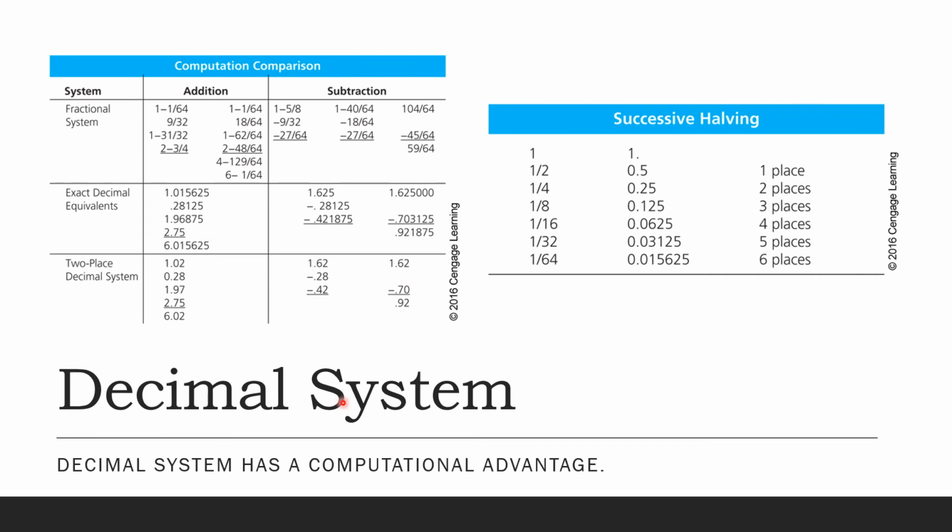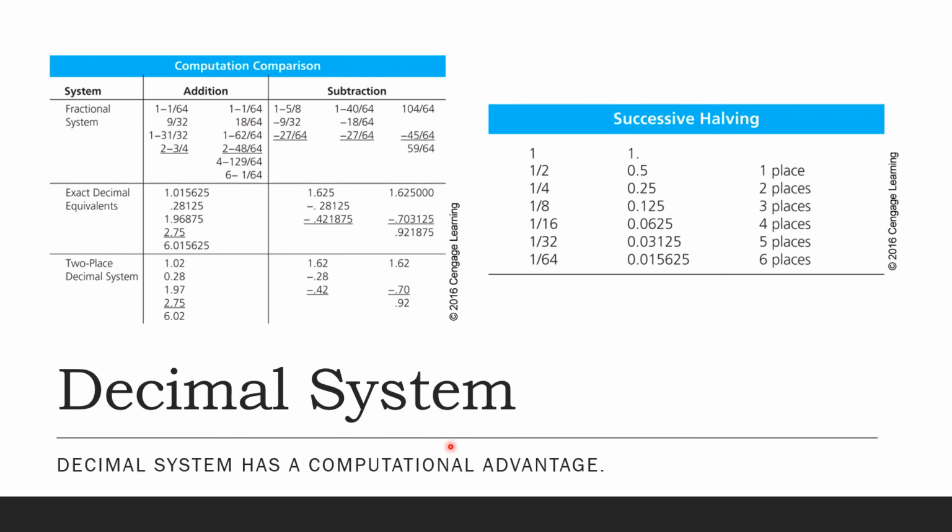Okay, so next one is a decimal system. We already know what decimal system is, yeah. So here 1, 2, and 3. That's for the comparison in computation. So we have fractional, we have exact decimal, and we have two-place decimal, right? System and equivalence for that system.